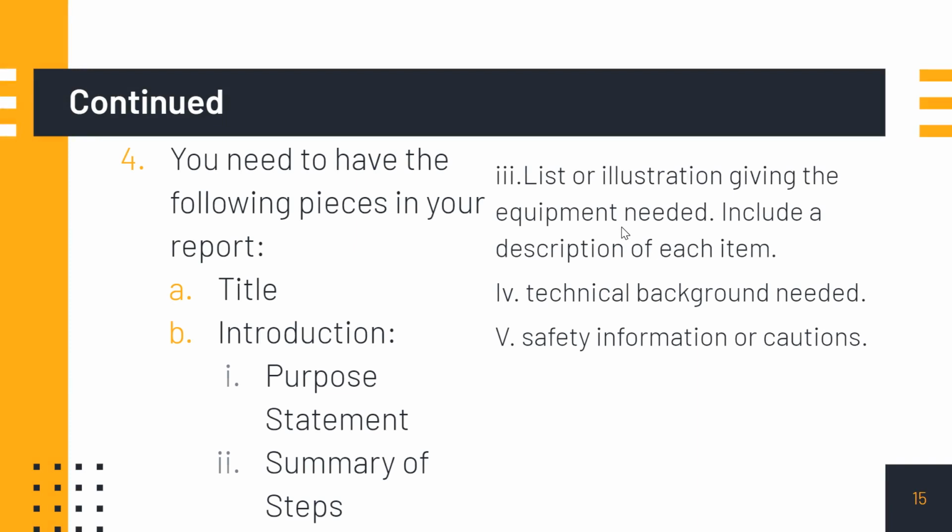You must have the following things in your report: a title. Your introduction will have a purpose statement and a summary of steps. You'll have a list or illustration giving the equipment needed, include a description of each item, technical background needed, and safety information or cautions. It is important that if there is something dangerous, you make a note that it is dangerous. If you're changing a tire and you need to make sure that you put the jack in correctly, tell them that that is dangerous, that the car could fall on you.